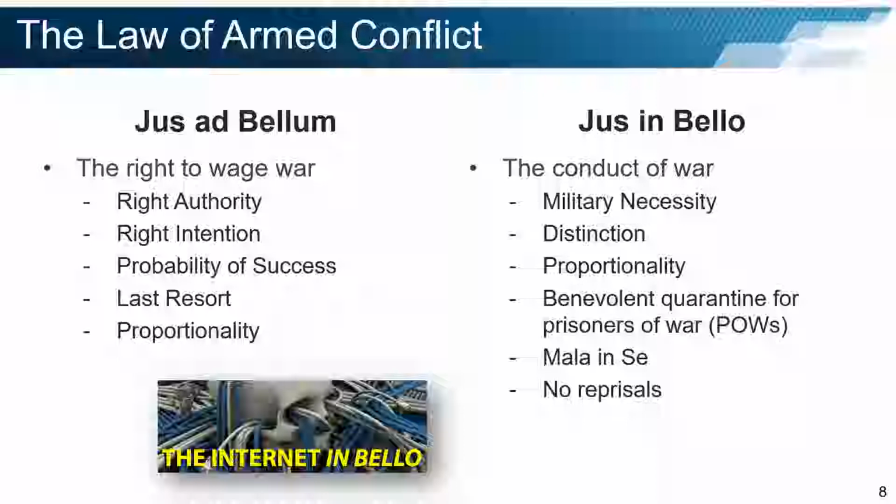International humanitarian law is divided into two main bodies: jus ad bellum, the right to wage war, and jus in bello, the conduct of forces during war or conflict. Jus ad bellum is characterized by 5 foundational tenets: right authority, right intention, probability of success, last resort, and proportionality. Jus in bello is characterized by 6 foundational tenets: military necessity, distinction, proportionality, benevolent quarantine for prisoners of war, mala in se, and no reprisals. We will explore these tenets in the following slides.